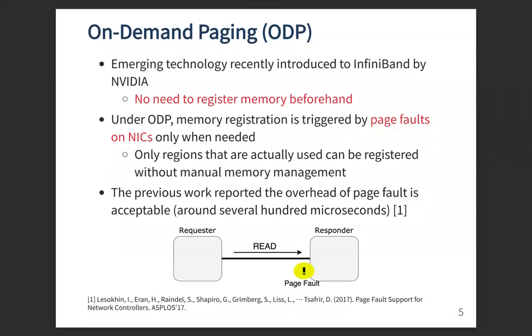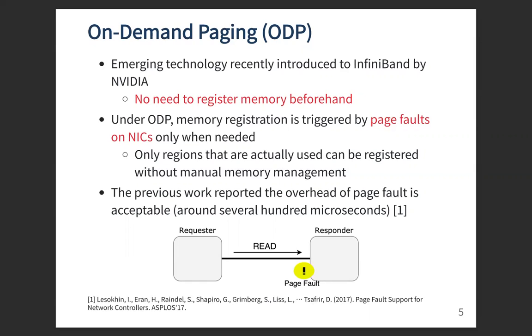On-demand paging, ODP, is an emerging technology recently introduced to InfiniBand by NVIDIA. This technology avoids the need to register memory beforehand. Instead, under ODP, the memory registration is triggered by page faults on NICs only when needed. In this presentation, we call a page fault on NICs just a page fault.